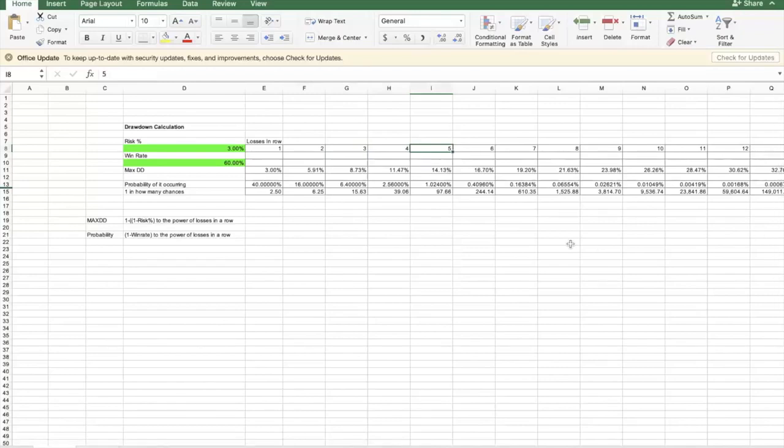That's consecutive losses. So if you have 5 consecutive losses, it means that the previous 5 trades that you took were losses. Okay, it's pretty straightforward. Your max DD means your maximum drawdown.